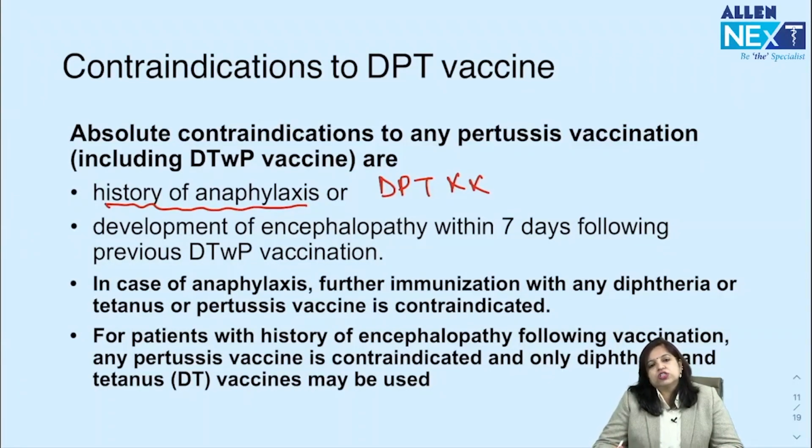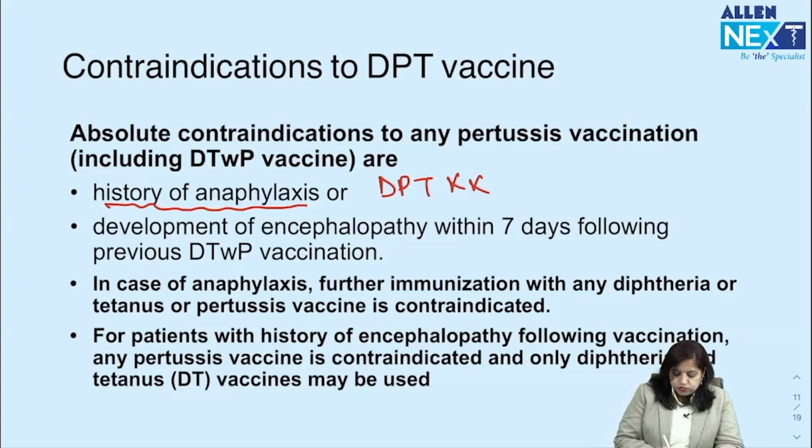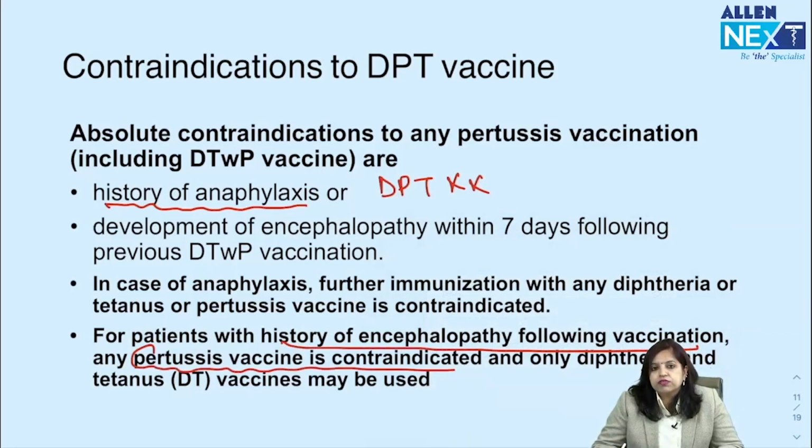Then the second contraindication given over here is the development of encephalopathy in the coming 7 days following the previous DPT vaccination. So in this case, what we are supposed to do is the next time we omit the pertussis component and give DT. That is what is detailed by the Indian Academy of Pediatrics in their guidelines. We have to follow that in case of a history of encephalopathy following vaccination, any pertussis vaccine is contraindicated and only DT can be given. So that is how you are going to approach this question.